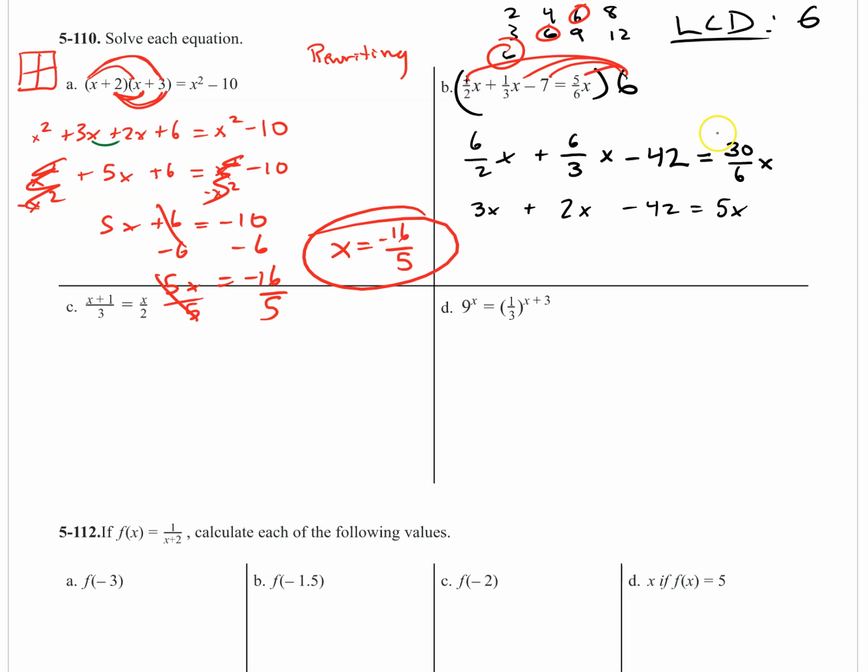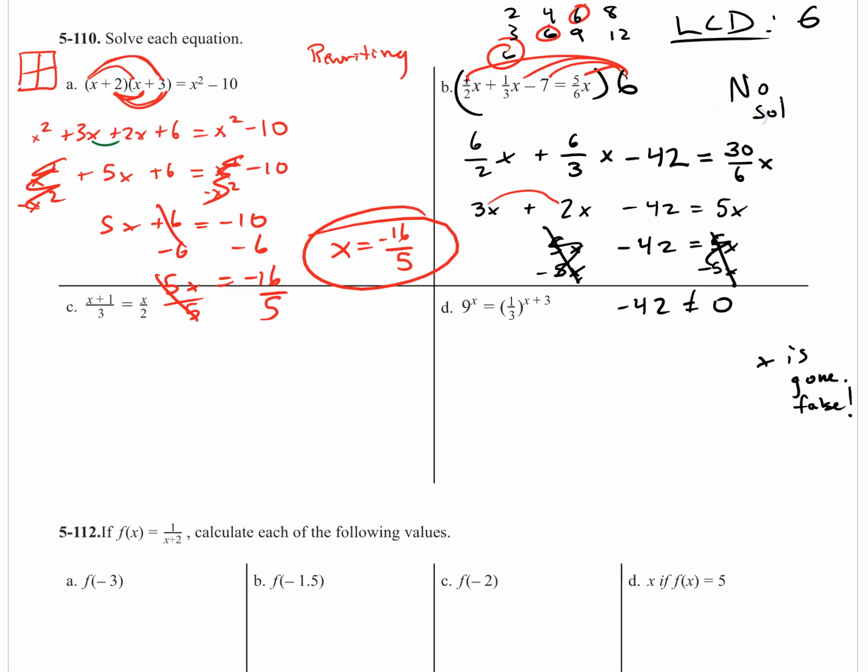This is 5x. We do need to combine like terms. 3x plus 2x, that's 5x minus 42 equals 5x. Alright, and then let's take away 5x on each side. And what we notice here is negative 42 equals 0. X is gone. Negative 42 is not equal to 0. So what we have left is false. So what is our answer? There's no solution for x. X is gone, the leftover is false. That's how you know.